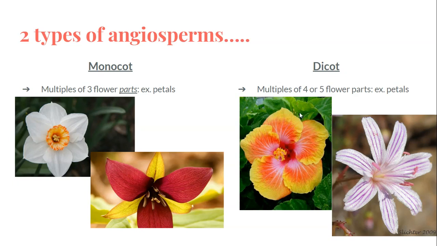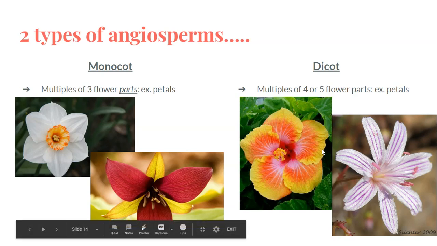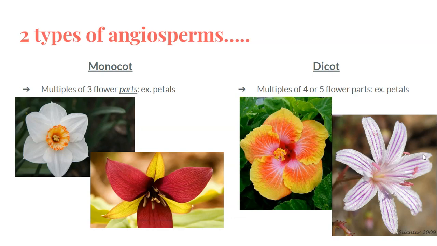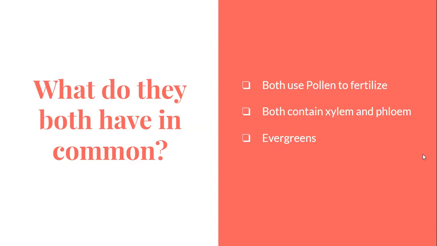If you look at the dicot, they have multiples of 4 or 5. So 1, 2, 3, 4, 5. That looks like a nice tropical hibiscus plant. Then you have 1, 2, 3, 4, 5, 6, 7, 8. So that's another multiple of 4 or 5. So they would automatically be a dicot plant. Hopefully you have that family tree completed at this point.